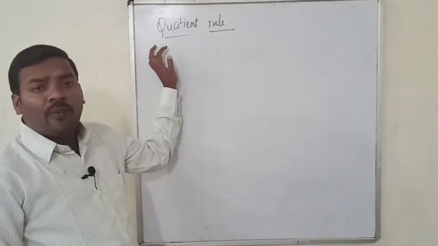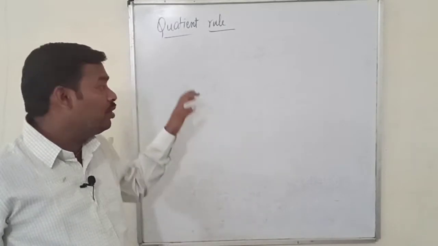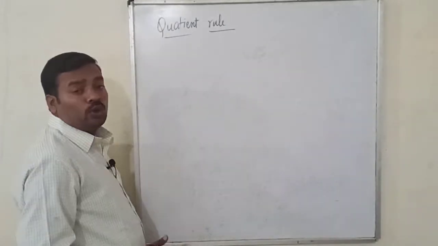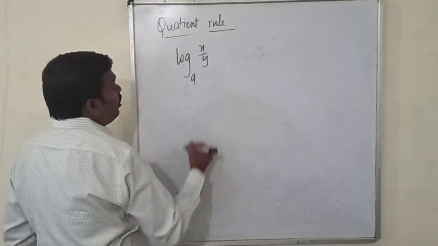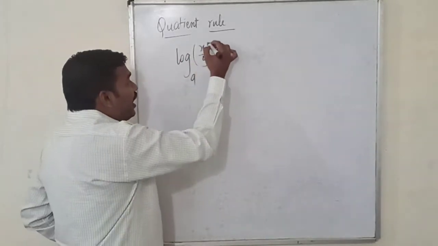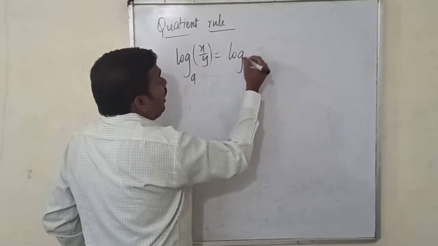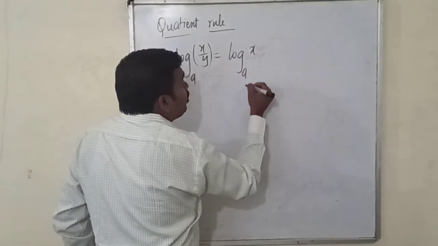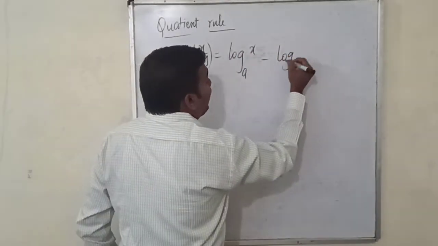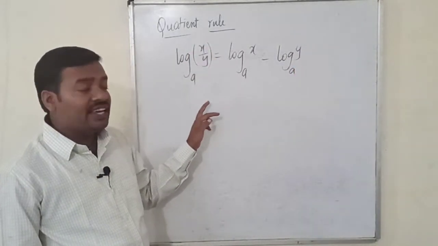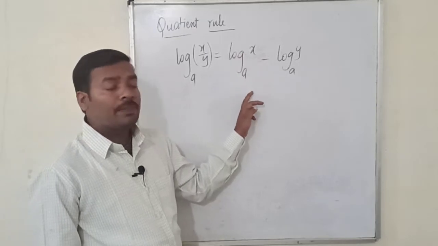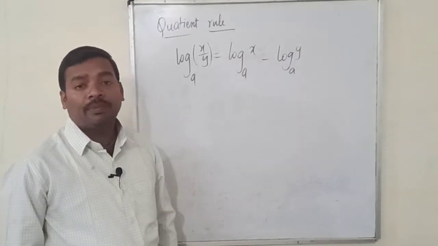What is a quotient? When you divide something by another thing, that will be a quotient. There you will get a quotient. So whenever you are dividing a variable by another variable, then logarithm of that division will be log of first variable to the base a minus log of second variable to the base a. That is, log x by y to the base a is equals to log x to the base a minus log y to the base a.